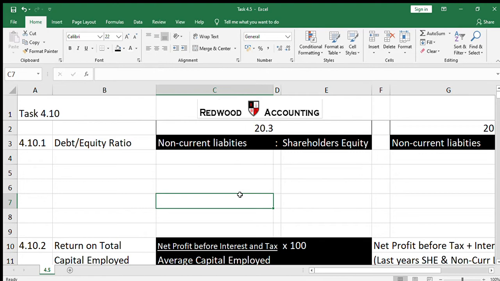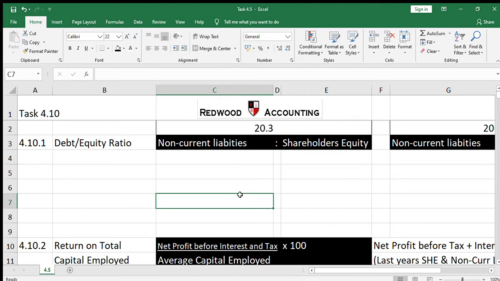So this is the question we're going to do, task 4.10. You can then do task 4.11 by yourselves, which is obviously again very similar. Okay, so we've got information for Daystar Limited for 20.3 and 20.2, and we're calculating the debt equity ratio for both years.